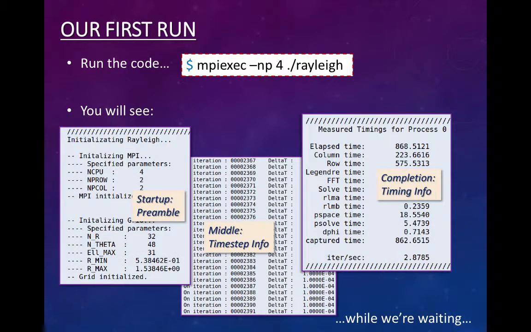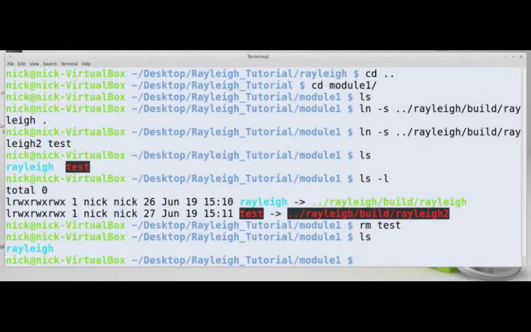Okay, so to run the code within your module 1 directory, what you do is you type mpiexec -np 4, which tells it 4 processors, ./rayleigh. Okay? And I'll get that going on mine too.